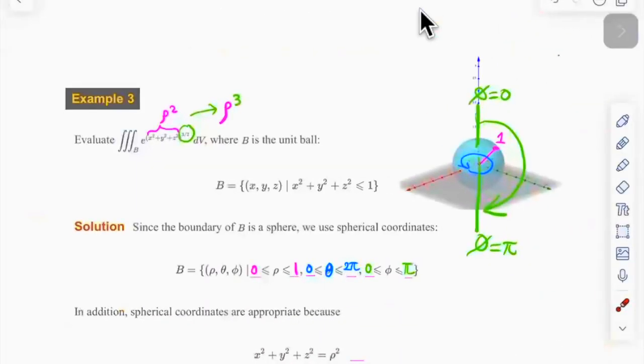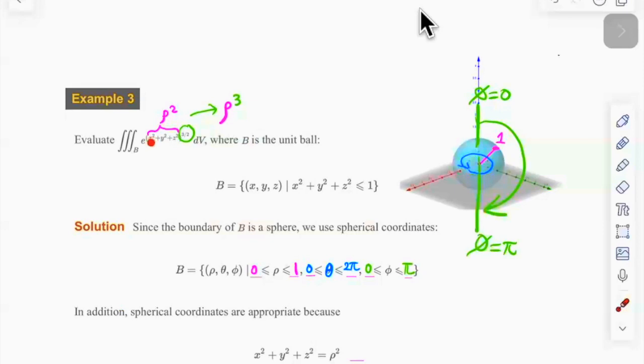Now, in the next example, we would like to evaluate this triple integral where B is the unit ball over here. Notice that the boundary of this ball here is a sphere, so we're going to use spherical coordinates. Rho over here goes from 0 to 1. Theta goes from 0 to 2 pi. And phi goes from 0 to pi.